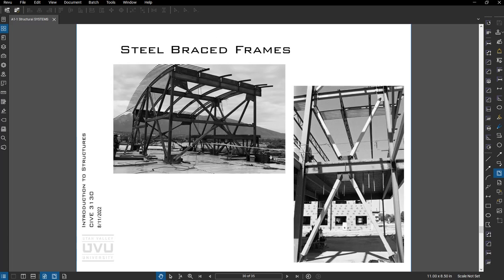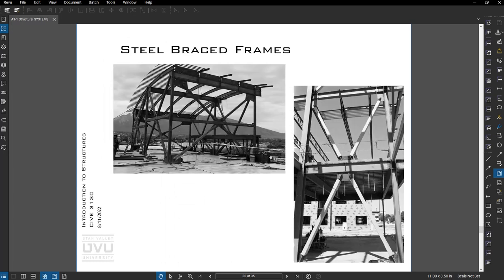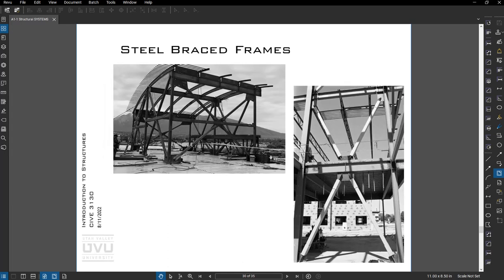Brace frames are in steel. The two main lateral systems are brace frames and moment frames. You can see in these examples, these are unbonded braces. They're somewhat of a proprietary animal. These are just tubes over here.